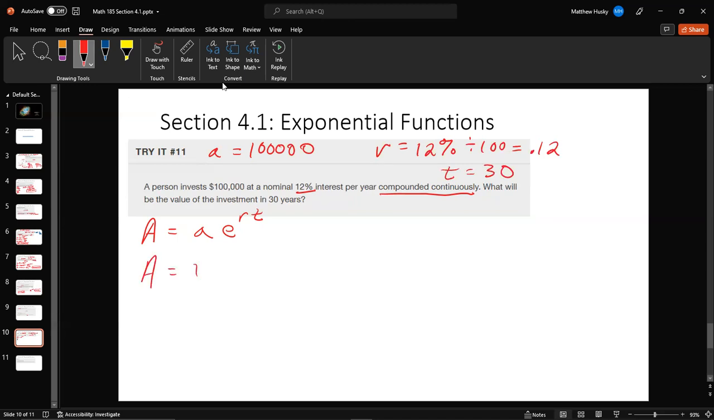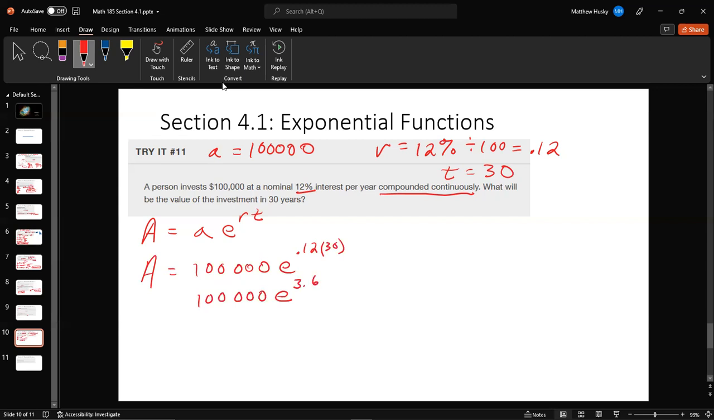So we have A equals 100,000 e, and then we're going to raise that to the power of 0.12 times 30. 0.12 times 30 is, that should be 3.6. Yeah, it is 3.6. All right, so we've got e to the 3.6.